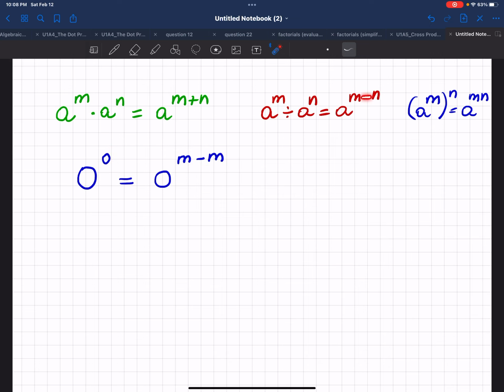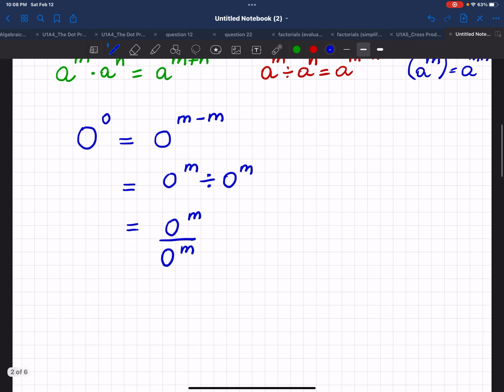According to the quotient law, 0 to the power of m minus m then must equal 0 to the power of m divided by 0 to the power of m. Or in other words, 0 to the power of m over 0 to the power of m.